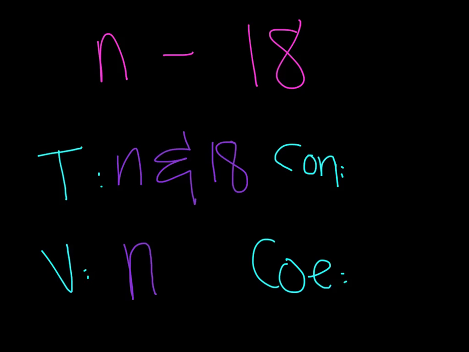Now my coefficient, okay? So I have to think about some rules of multiplication. What number can be multiplied by any number, and that number stays the same? Well, 1. 1 times 10 is 10. 1 times 30 is 30. Well, 1 times n is still n, so my coefficient is 1. There's always an imaginary 1 in front of a variable if it's the variable alone. And my constant, I see, is 18.